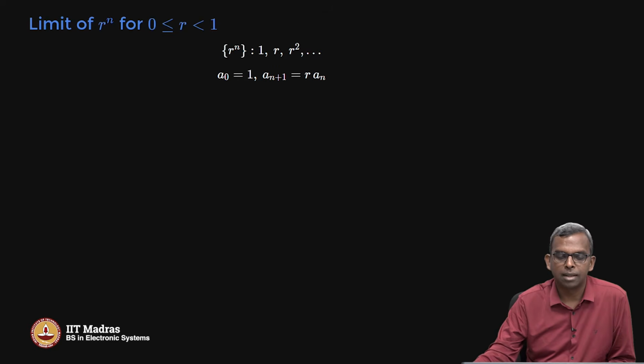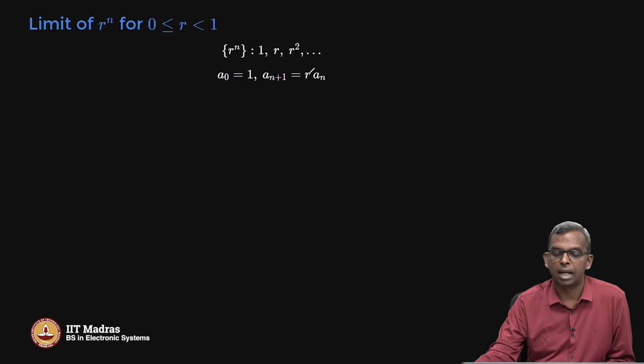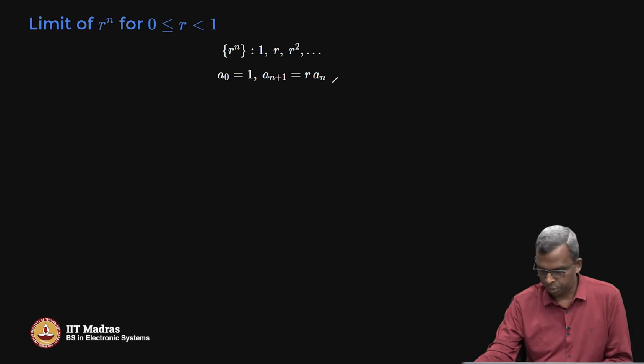If you look at this, this is the sequence r power n, and that's 1, r, r squared, and so on. This sequence has a very nice recursive definition. a0 is 1, a(n+1) is r times a(n). You're multiplying the previous value of the sequence by r. So this is the geometric progression.